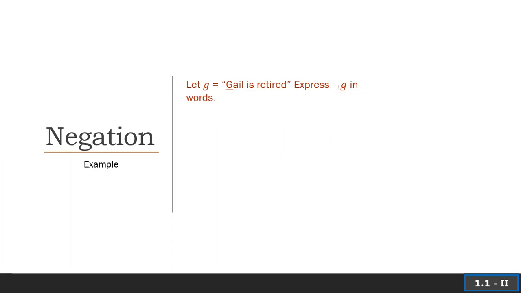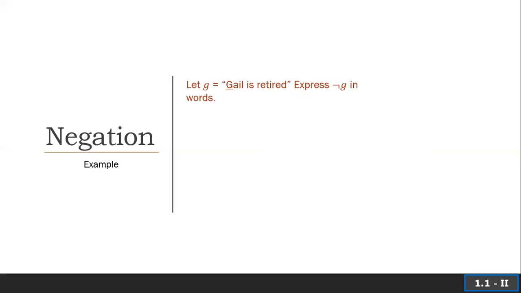If we let the proposition G be "Gail is retired." Now, I want to pause here for just a second. Note the notation here. Little g, we know the little letters stand for propositions, and then that entire expression is in quotes. Right? It stands for a concept. The concept here, the proposition, is Gail is retired. As we get further down the rabbit hole, that will be harder to track.